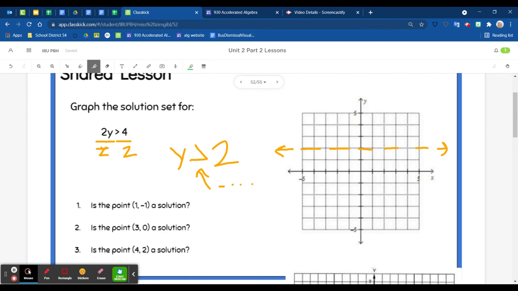All right, next thing, I see that it is a greater than. Where is y greater than 2? And it's going to be above. So I'm going to shade everything on the graph above.